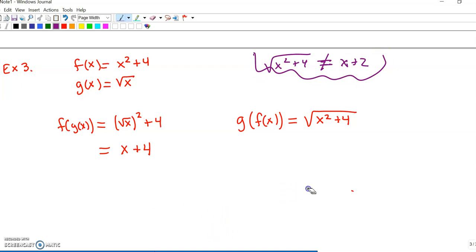All right. So some examples there. You have a short worksheet to do practicing just a couple of these problems.